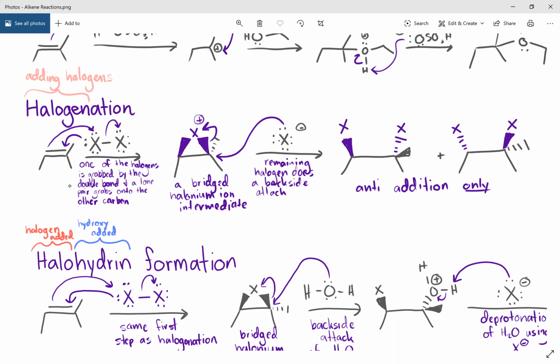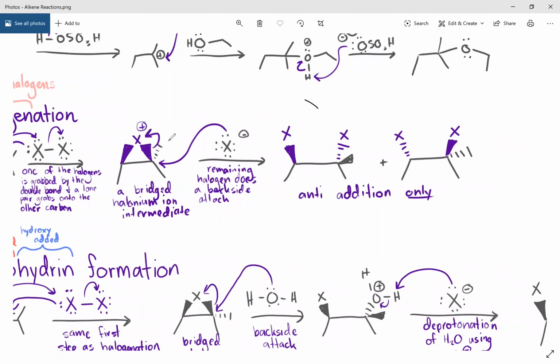So we end up with something called a bridged halonium ion. This is sort of like an epoxide, except instead of oxygen, we have a halogen. This halogen can be Br, I, those types of things. Then the remaining halogen, the one that used to be part of this X2 that was broken off before, does a backside attack on one of these carbons. It does not matter which at this point, because we are going to end up with a product with a halogen on either side. Okay?